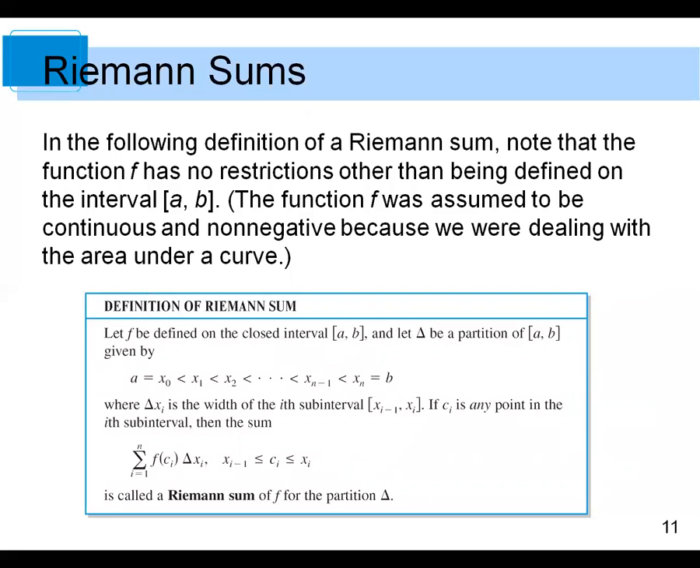Okay, and let delta be a partition of a to b given by a is equal to x naught, which is less than and so on, all the way up to xn, which is the right endpoint, where delta xi is the width of the ith subinterval, so xi minus 1 comma xi. So that's just from a left endpoint to a right endpoint of some partition in here. If ci is any point in the ith subinterval, then the sum of i equals 1 to n of f of ci delta xi is called the Riemann sum of f for the partition delta.